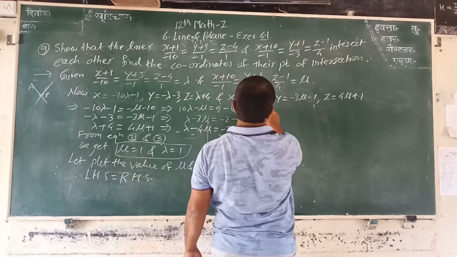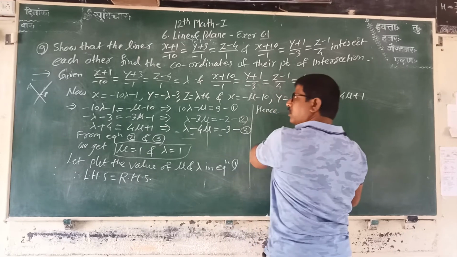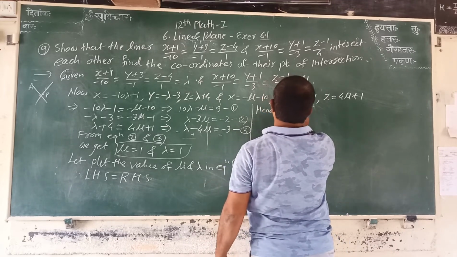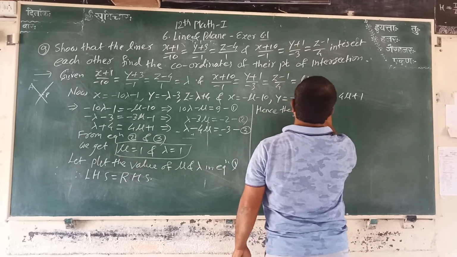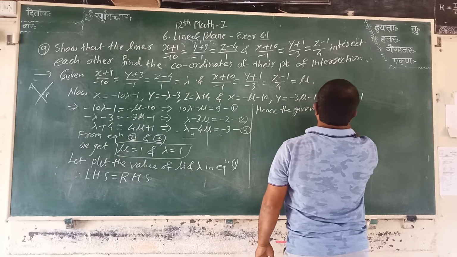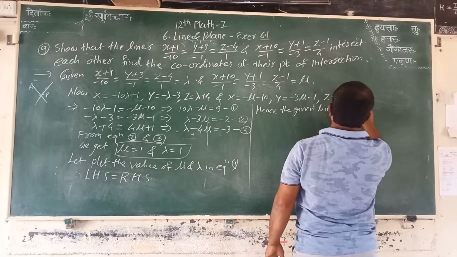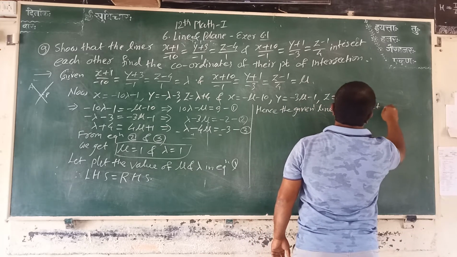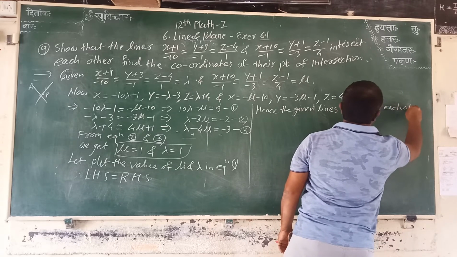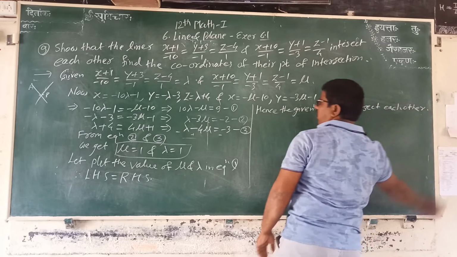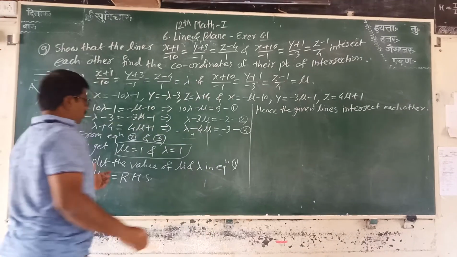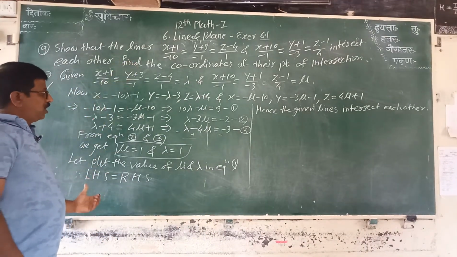Hence the given lines intersect each other. This is one method to know that these lines intersect each other.